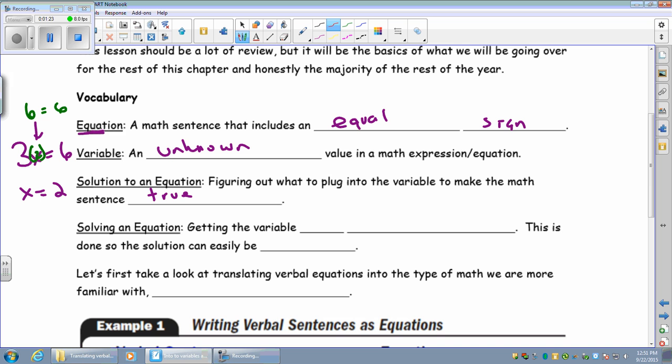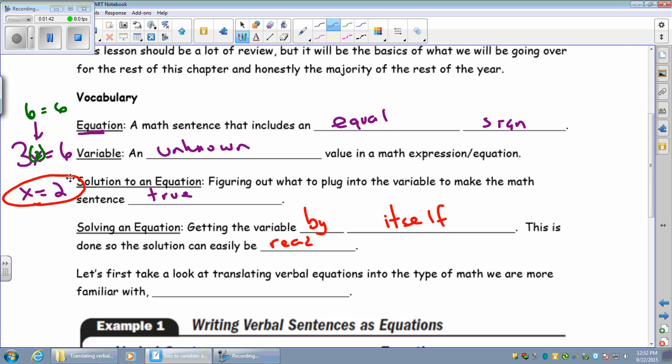We're going to do a lot of solving equations, or getting the variable by itself. Just like this right here, that's an equation that is solved. And this is done so the solution can easily be read, because now this just says x is 2, which is easy to read.